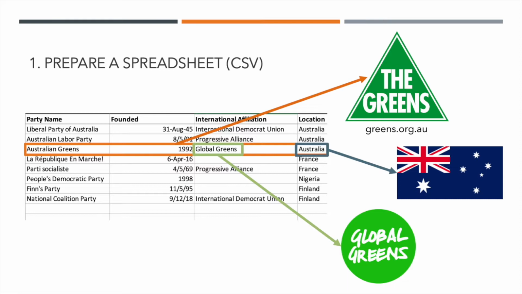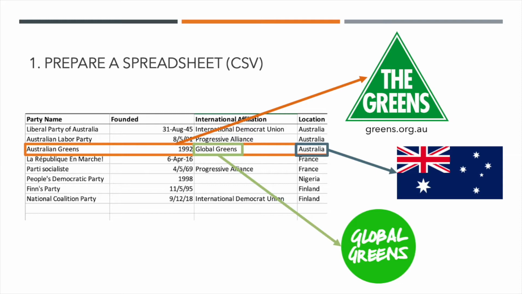This spreadsheet contains information about 8 different political parties from around the world. But if you look closely, you'll see that it also contains information about things that are not political parties. For instance, the third row describes the Australian Greens, but it also mentions a political international, the Global Greens, and a country, Australia. As we will see, if you prepare a spreadsheet correctly, Heurist is able to read this information and to create all of the different entity types required in your database.